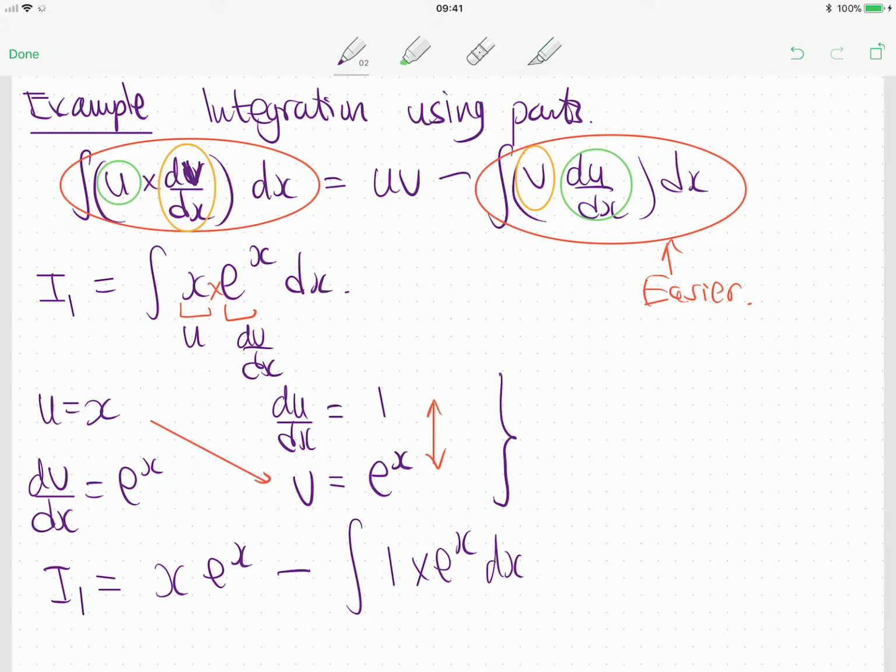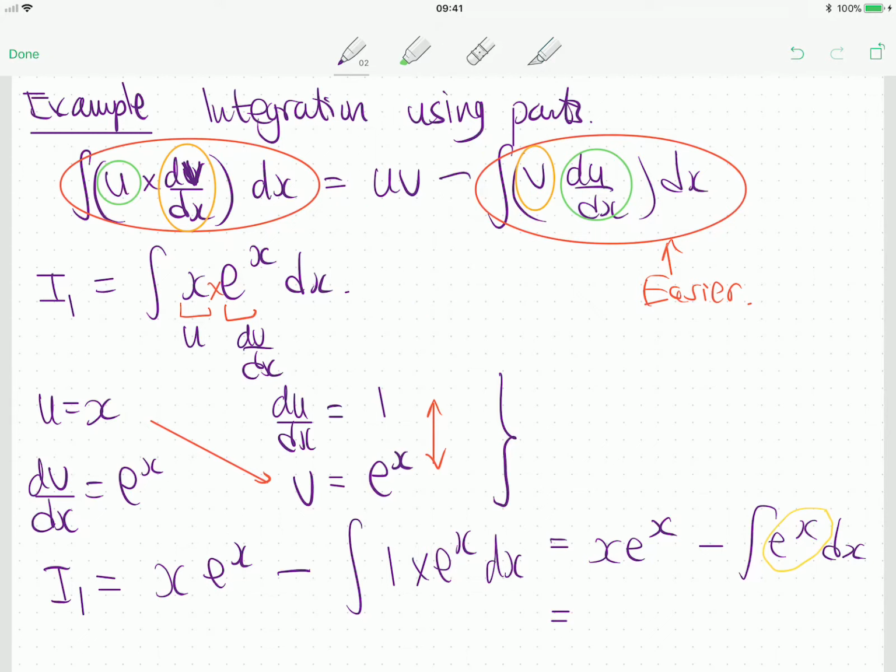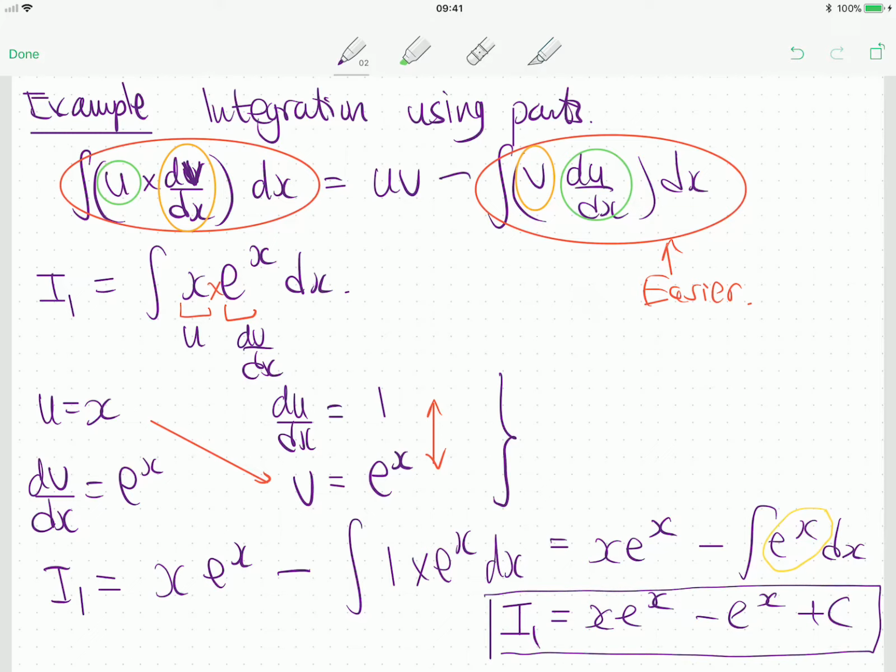If we tidy that up, we have x e to the x, take away the integral of e to the x, and yes, our integral has become easier. We're now left with the problem of integrating e to the x instead of x e to the x, which is much easier. And if we integrate e to the x, it's just e to the x. Because this is the final step, we add our constant of integration, plus c. So there you go, the final answer: x e to the x, take away e to the x, plus c.